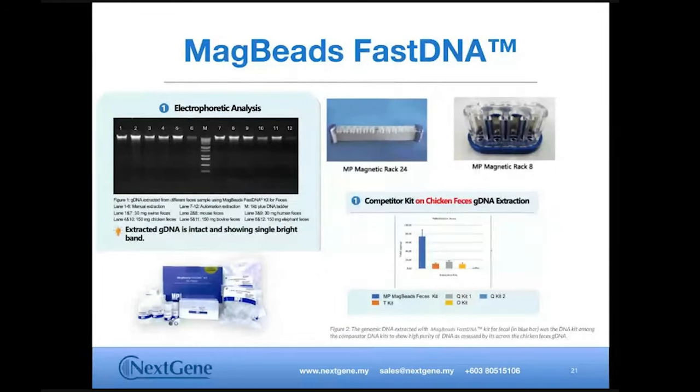Then moving to the MagBead FastDNA kit for fecal. Here, there are two magnetic racks available from MPBio, the magnetic rack of 8 and 24 holes, to support this kit. For higher throughput, an automation machine can also be available. This kit can be used to evaluate the different fecal samples.